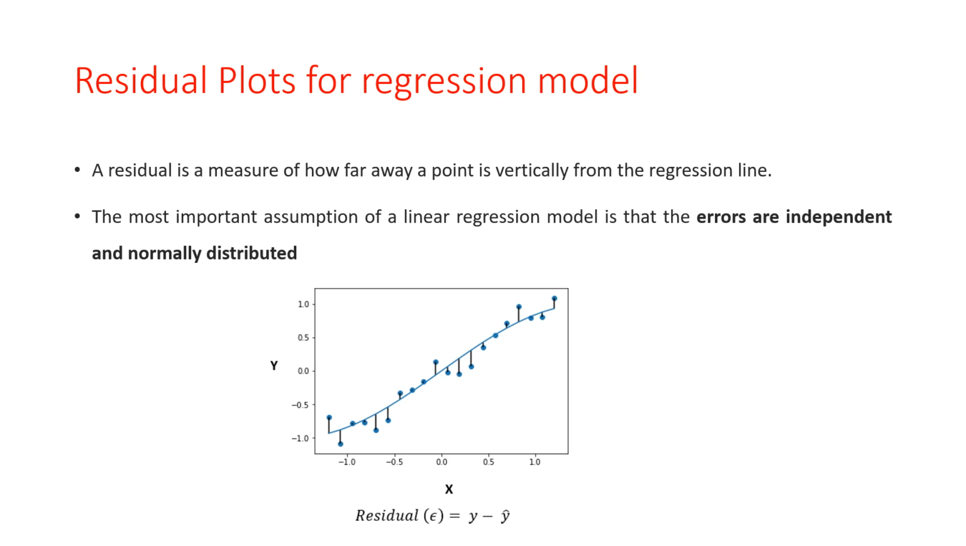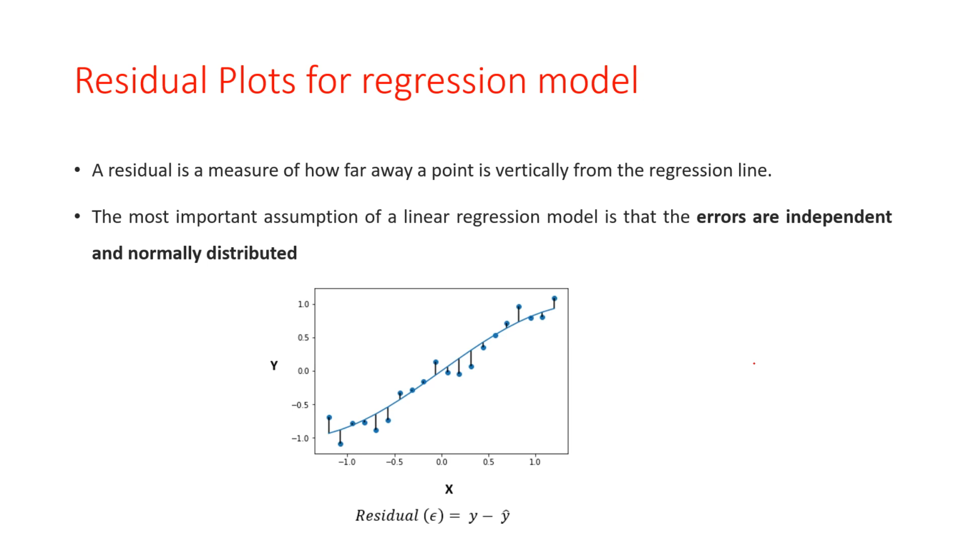For regression purposes, there are numerous methods to evaluate the goodness of our fit, which is called the line of best fit. That is how well the model fits the data in our measurement. The residual is a measure of how far away a point is vertically from the regression line. The most important assumption of the linear regression model is that the errors are independent and normally distributed.